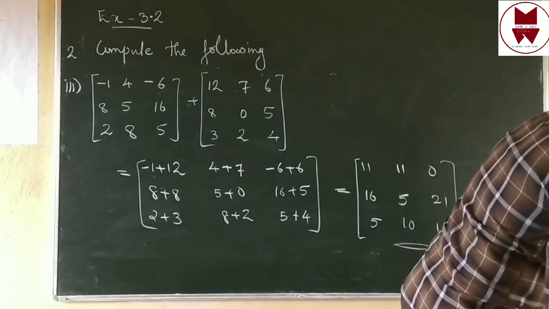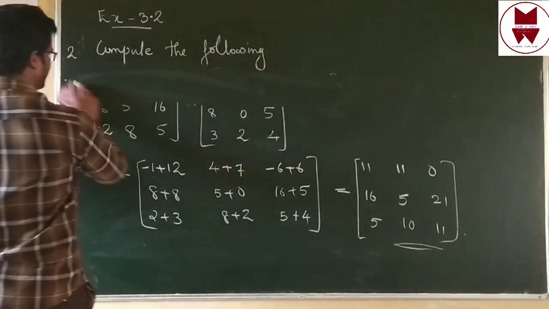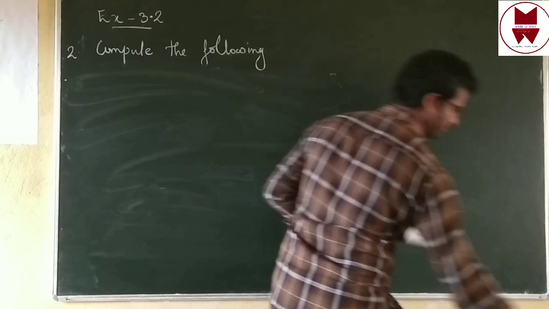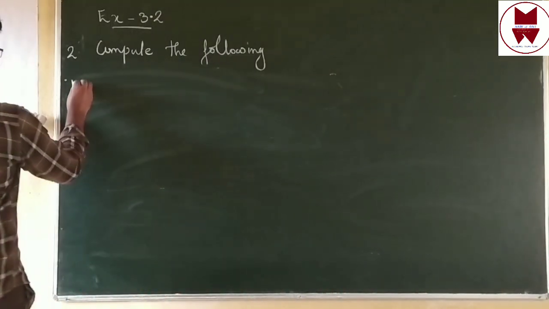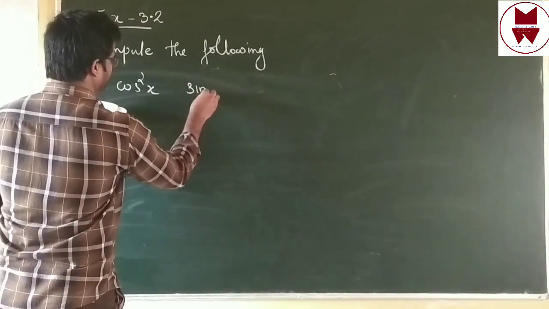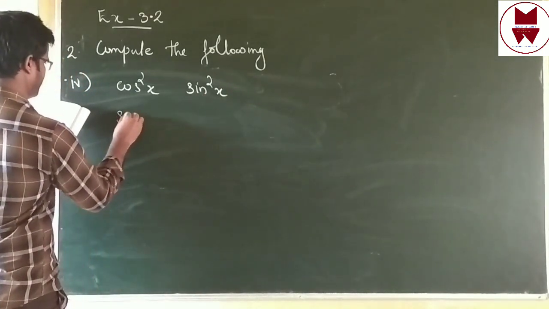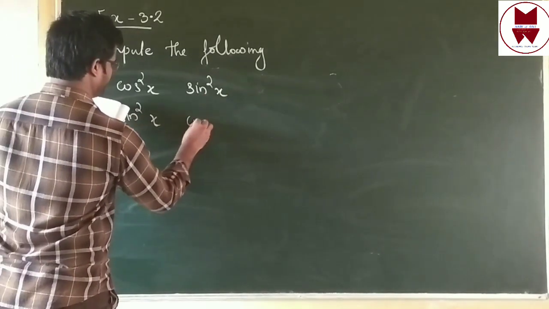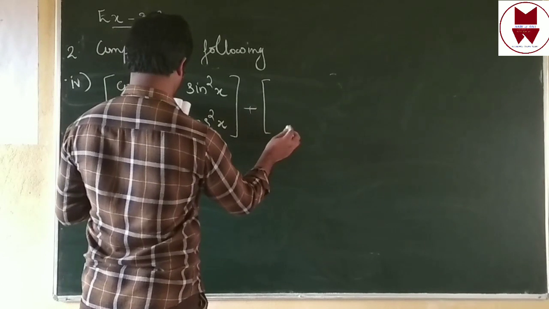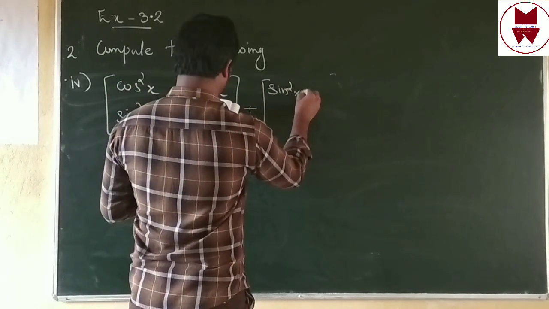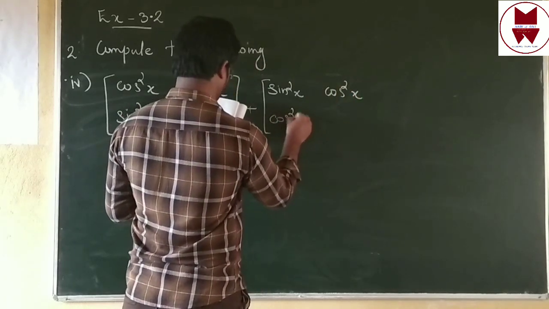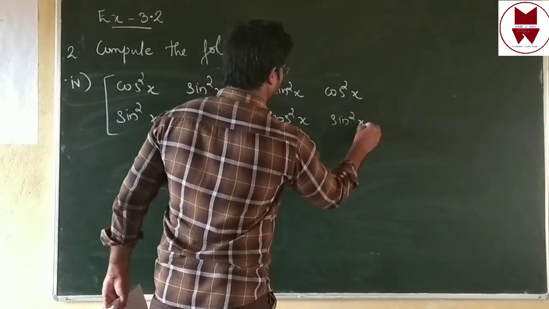Now we can see question Roman number 4. That is the matrix with entries cos square x, sin square x, sin square x, cos square x, plus the matrix sin square x, cos square x, cos square x, sin square x.